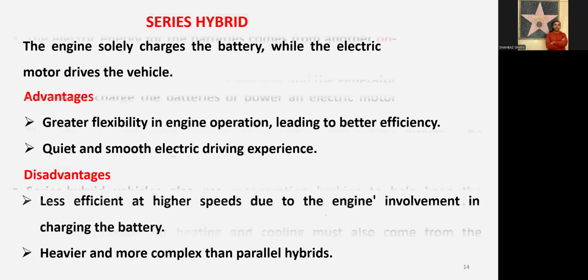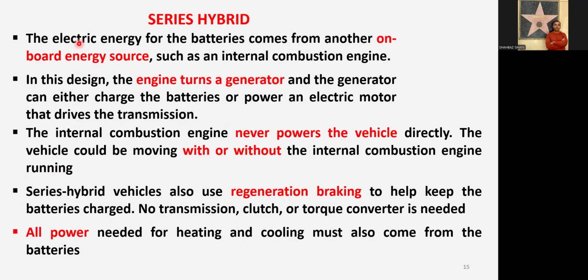Let's see further details. The electric energy from the batteries comes from an onboard energy source, such as an internal combustion engine. In this design, the engine turns a generator, and the generator can either charge the batteries or power an electric motor that drives the transmission. An onboard energy source is none other than the internal combustion engine.